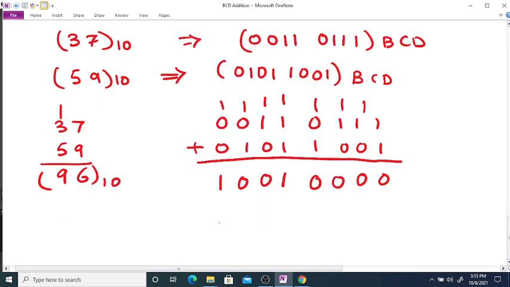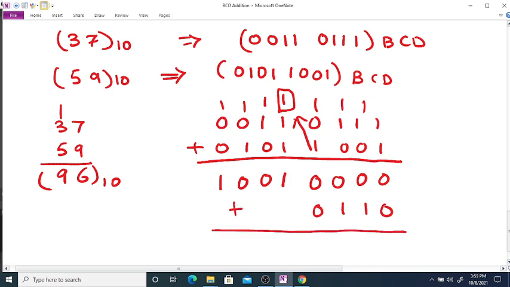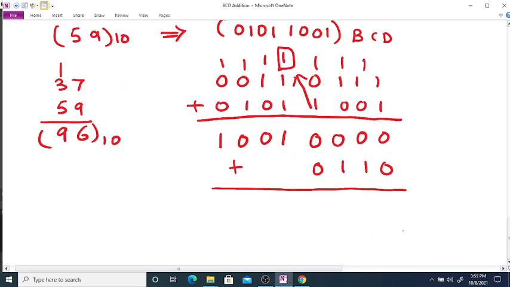Now here we can see that both the sum terms are less than or equal to 9, but we have a carry from one group to the next group. Here this carry has to be considered. So there is a carry from one group to the next group, so we have to add 6 to this term. After BCD addition, we have to add 6 to this sum term.